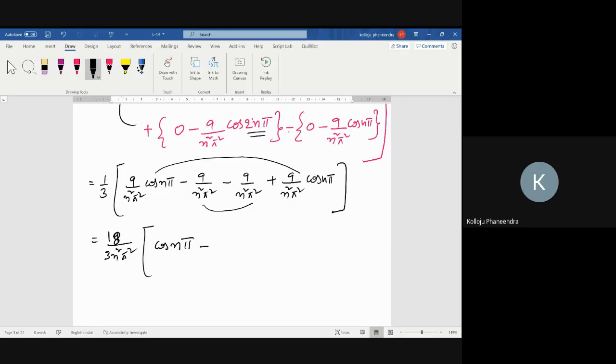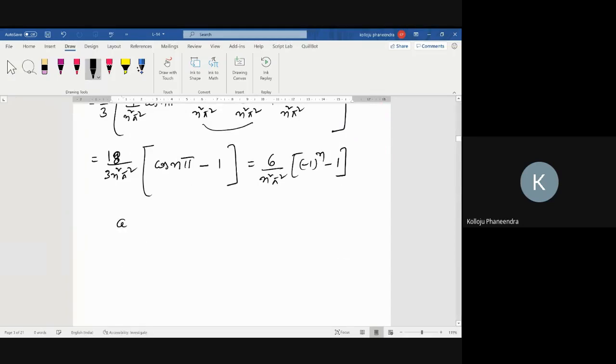Cos n pi will be there, minus here 1 will be there. Is it correct? This is 9 plus 9, 18. This is also 18, right? So this is equal to 6 by n square pi square into minus 1 whole power n minus 1. This is an value. Now this is 0 if n is even. When n is odd, it is minus 12 by n square pi square. If n is odd, an is over.